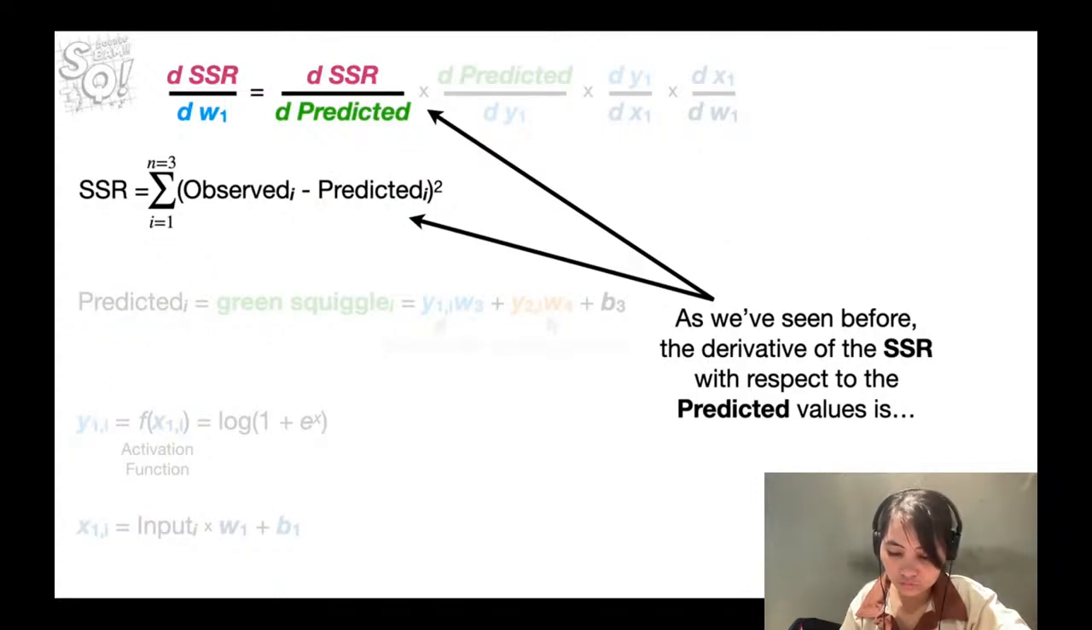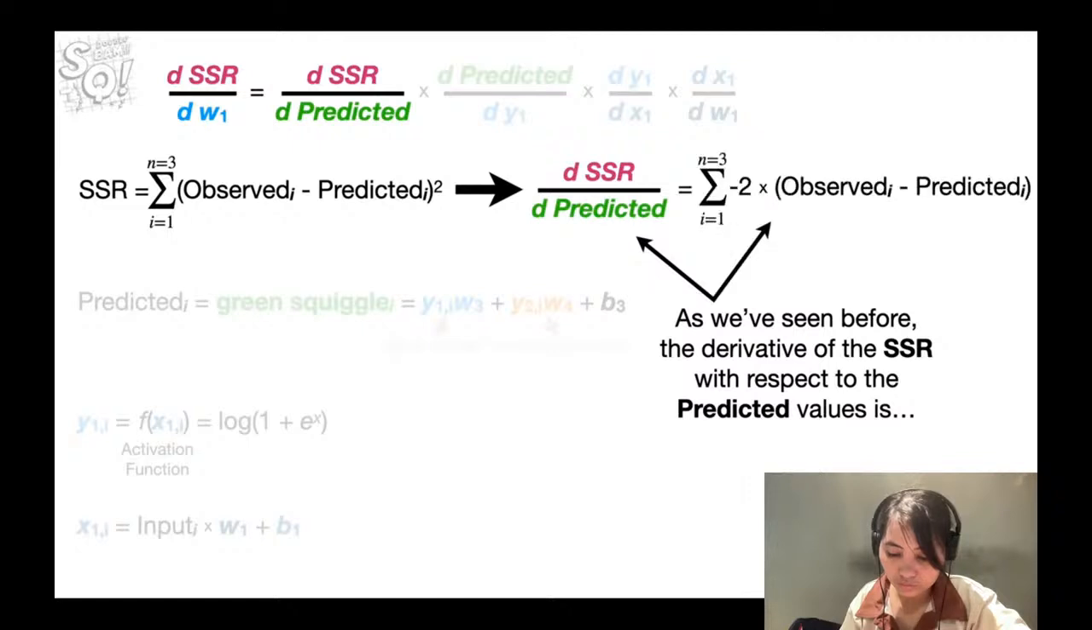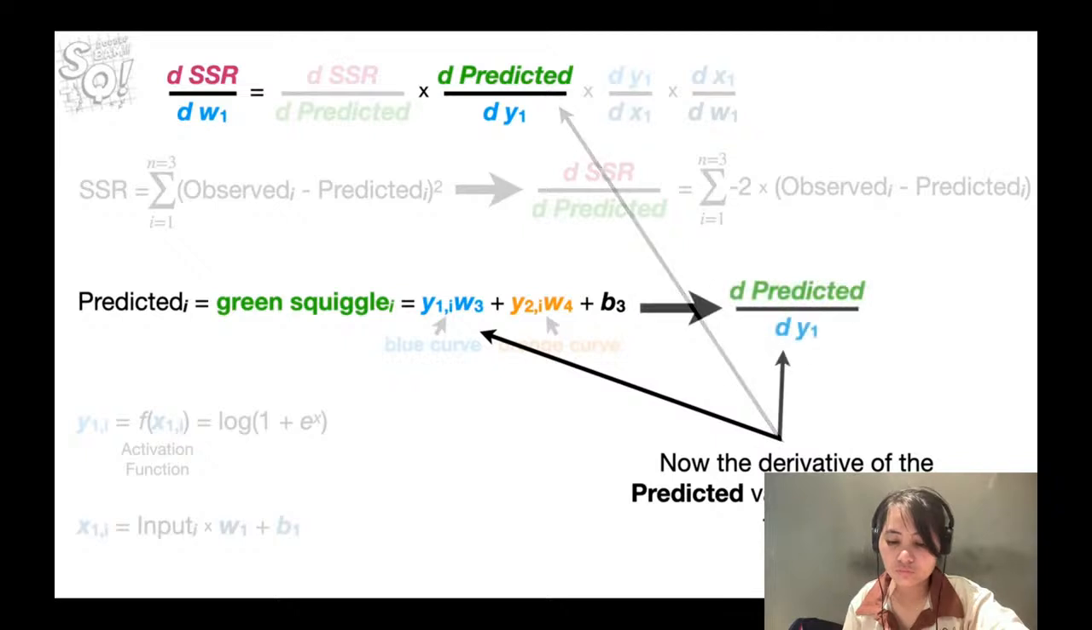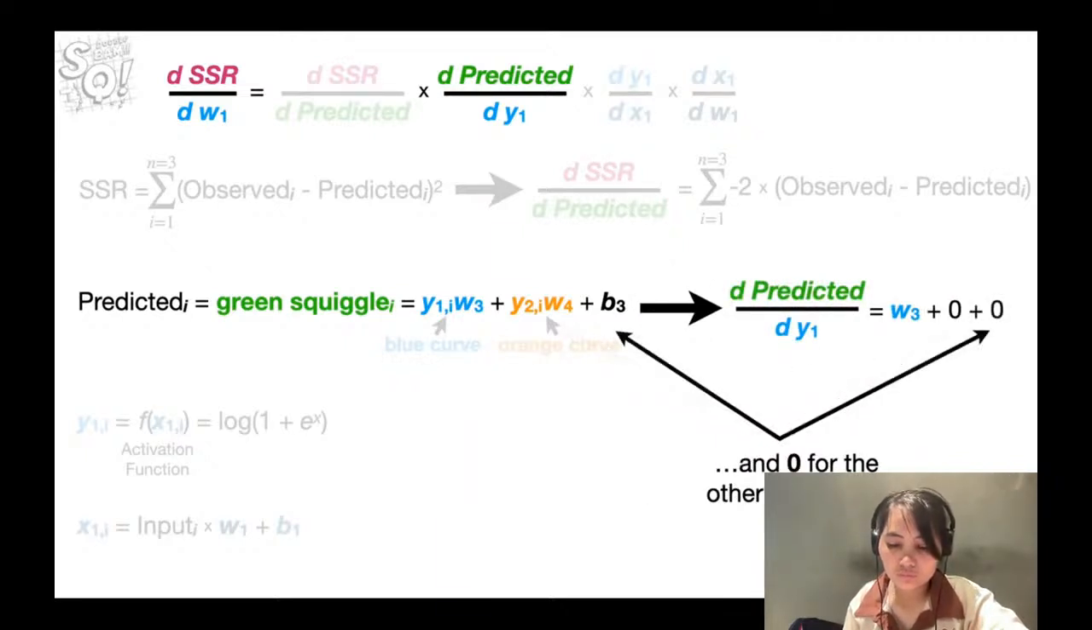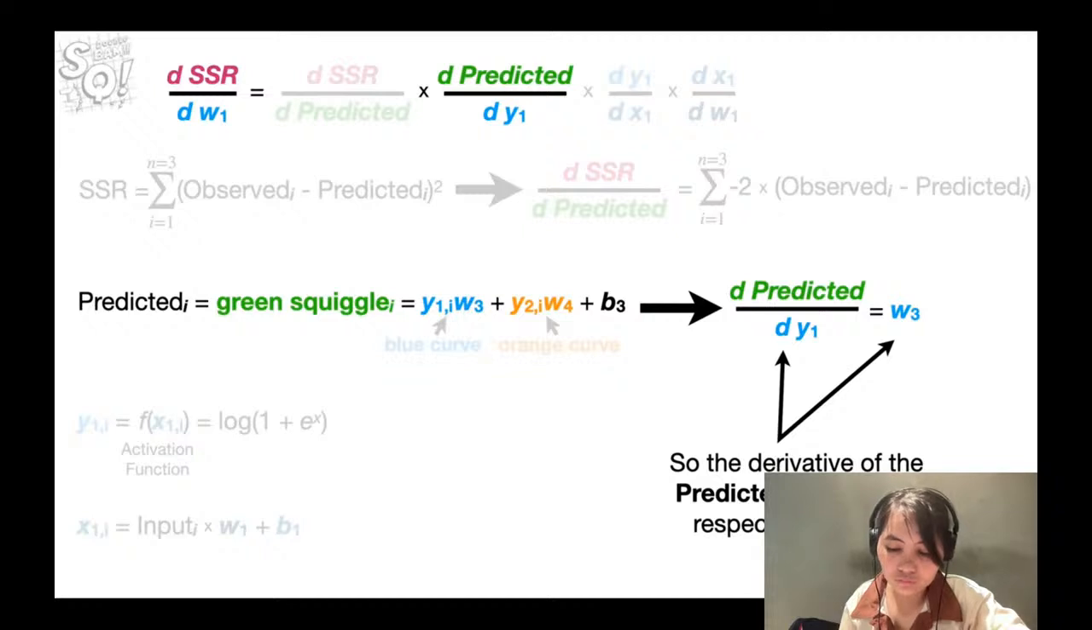As we've seen before, the derivative of the sum of the squared residuals with respect to the predicted values is the sum of -2 times the observed minus the predicted values. Now the derivative of the predicted values with respect to y sub 1 is w sub 3 for the first term and 0 for the other two terms. So the derivative of the predicted values with respect to y sub 1 is w sub 3.